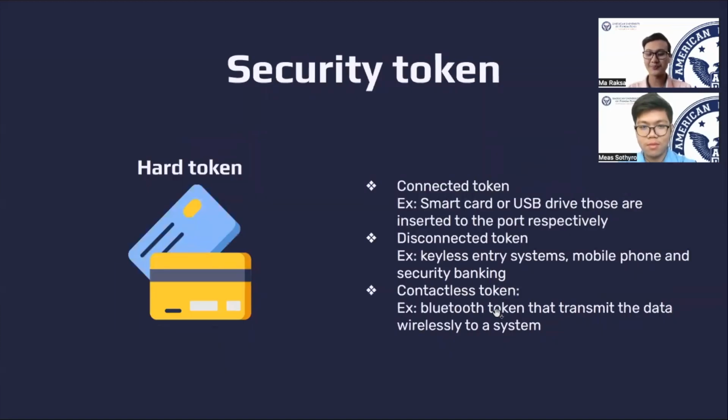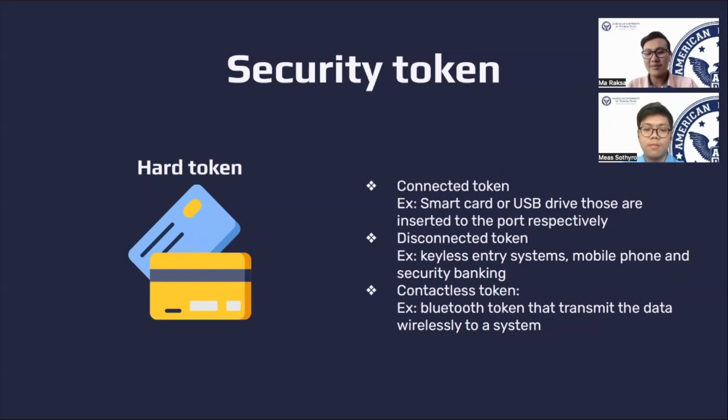And the second method you can use to achieve OTP is a security token. This is the method that we actually implemented. In security tokens, there are hard tokens and soft tokens. Let's first talk about the hard token. There are three kinds of hard tokens: connected, disconnected, and contactless.